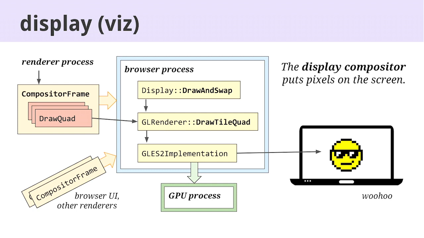And on most platforms, the display compositor's output is double buffered. So those quads draw into a back buffer, and then we have a swap command that makes it visible. On some platforms, like on Mac, that buffering happens inside the operating system using Core Animation. But the end result of display compositing is that our pixels are finally on the screen where the user can see them.